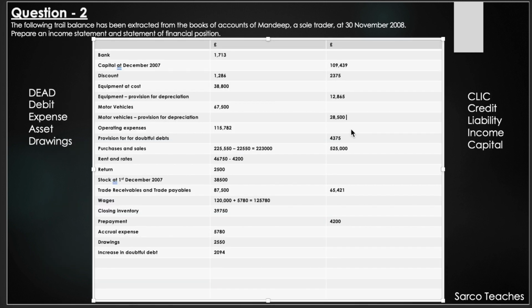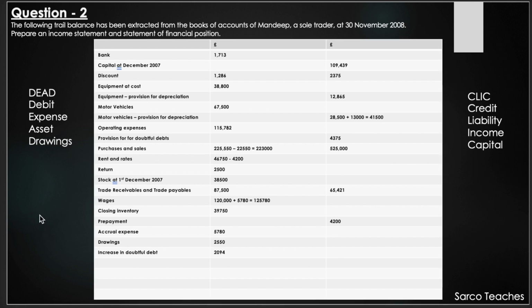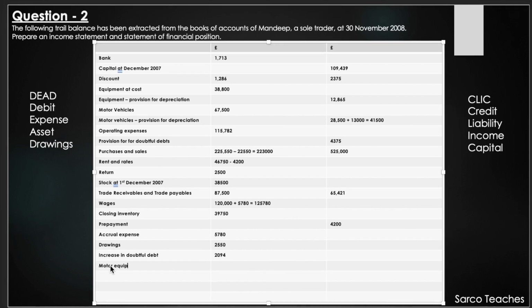Again, same process, we put it back into our trial balance so we don't forget. So we will add it to the provision for depreciation in the trial balance also, and then we will also open up another one called motor depreciation.